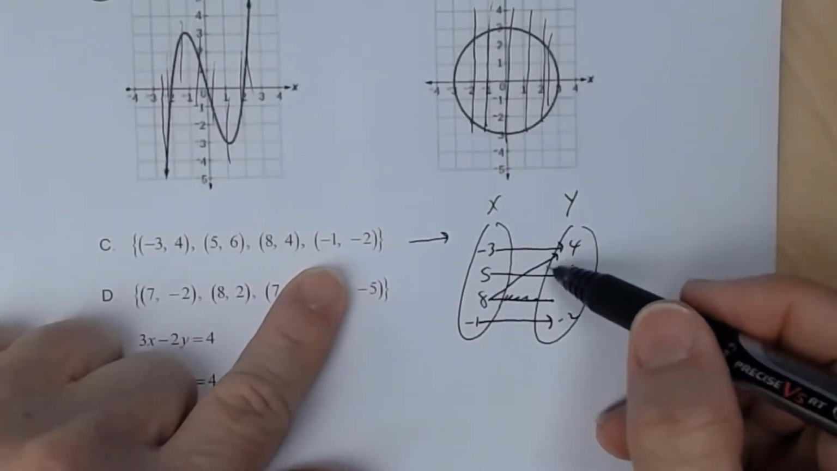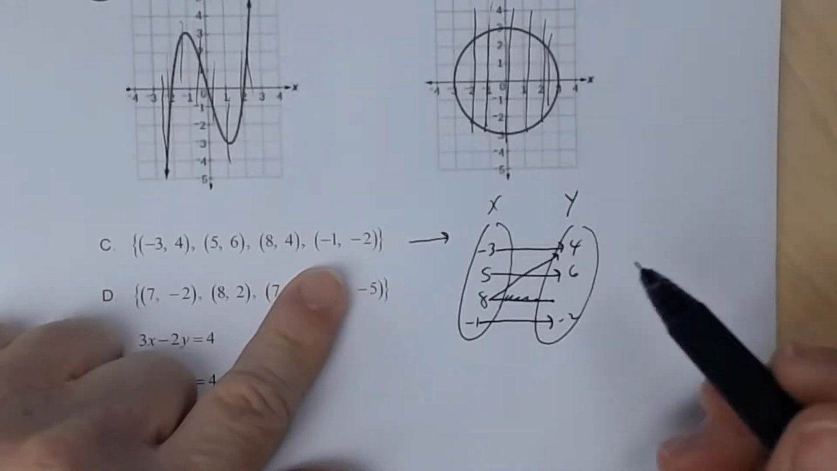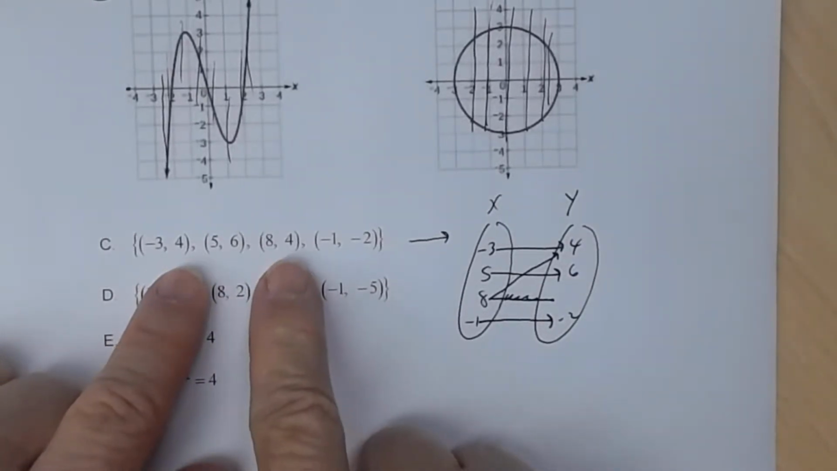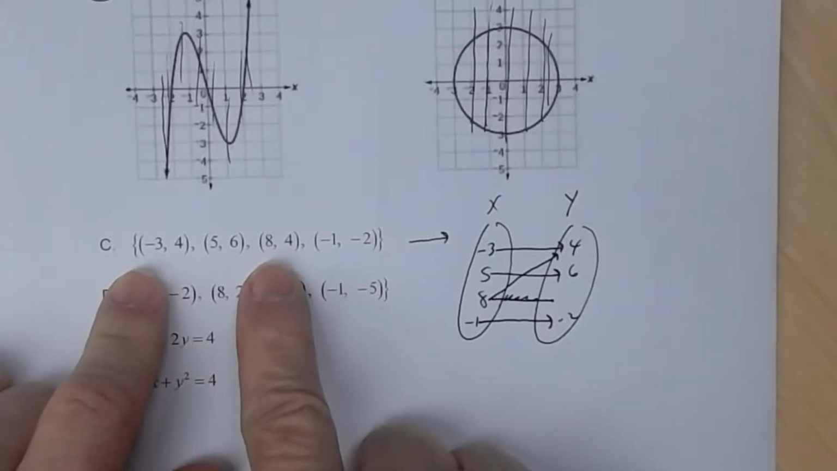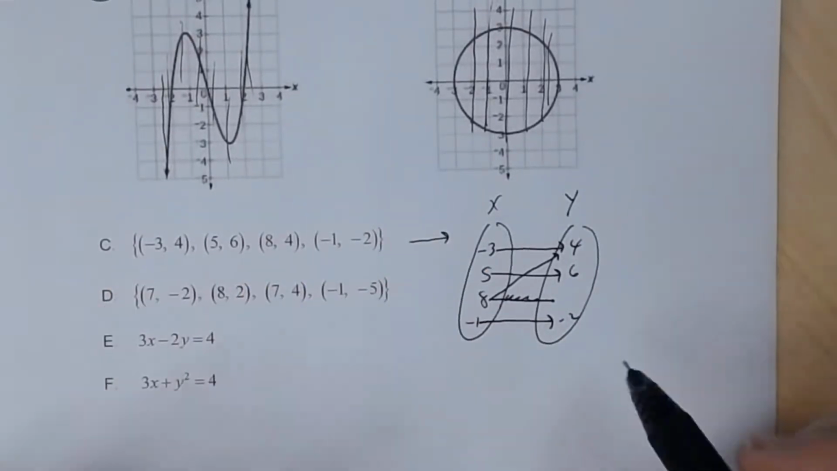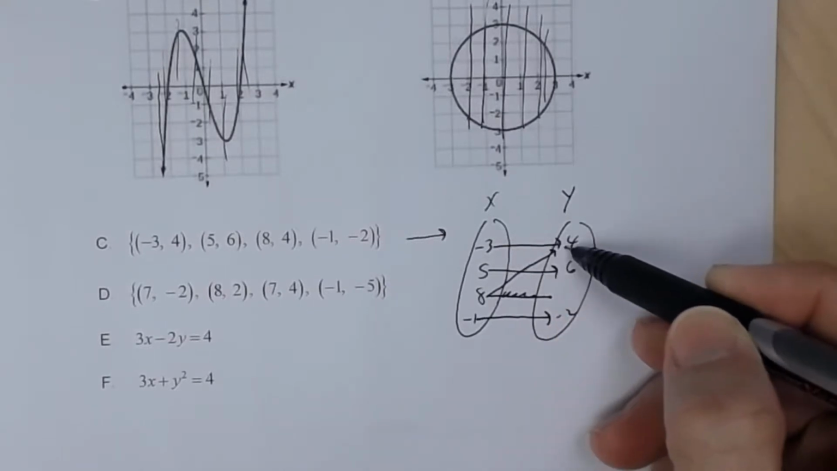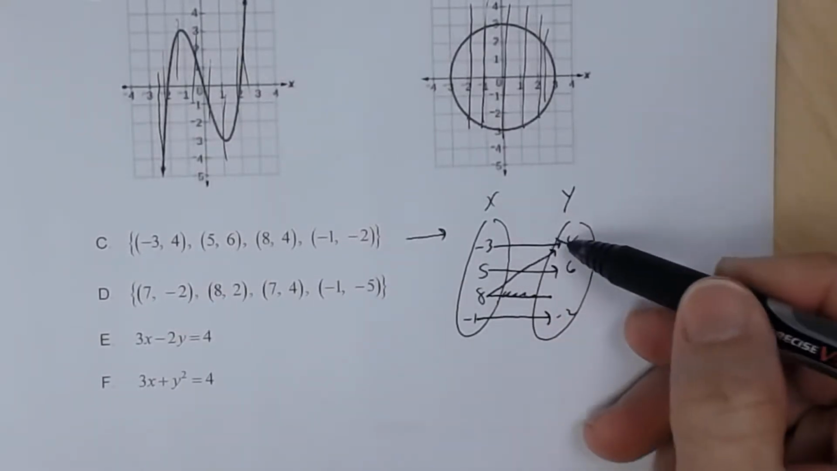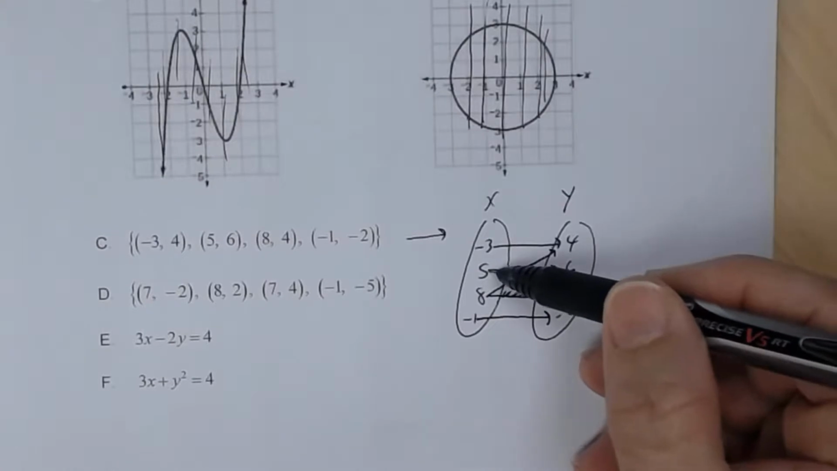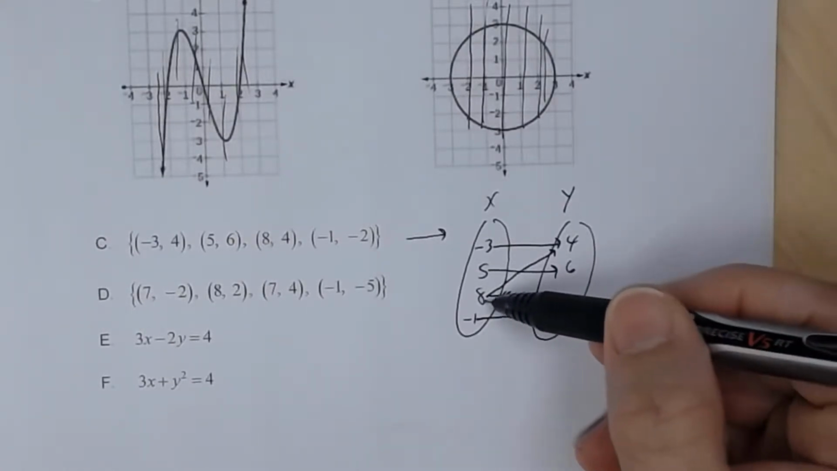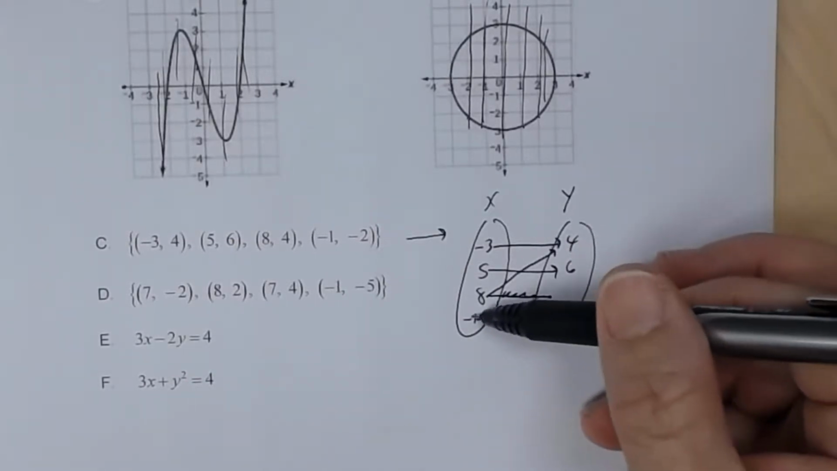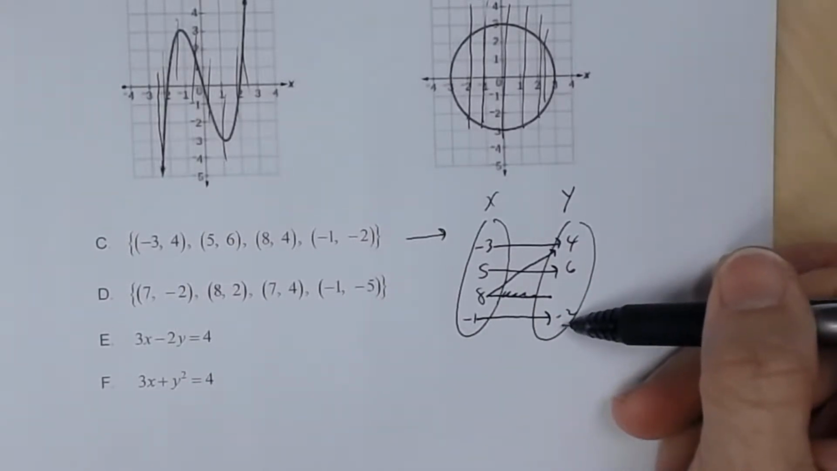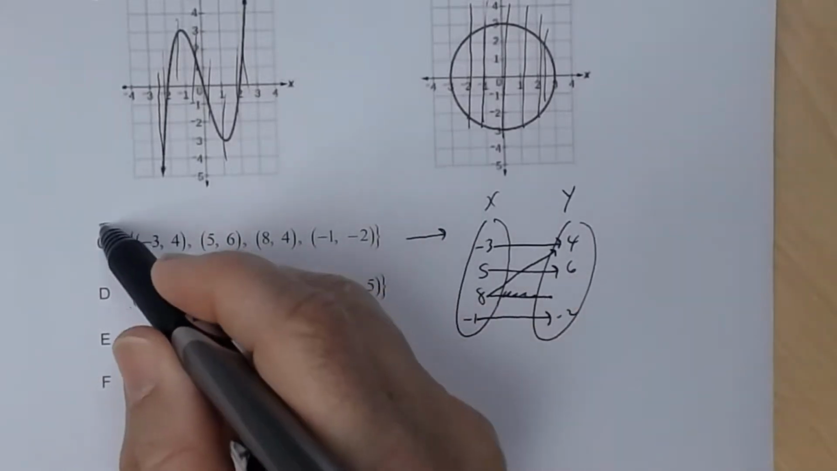Now, many students get confused about this. It is okay for the y value to occur more than once for two different x values, because it still satisfies the definition of function. Remember, for each x coordinate, there can only be one y coordinate. So when x is -3, the y coordinate is just 4. When x is 5, the y coordinate is just 6. When x is 8, the y coordinate is just 4. It's okay for 4 to occur more than once. If x is -1, the y value is -2. So this is a function.